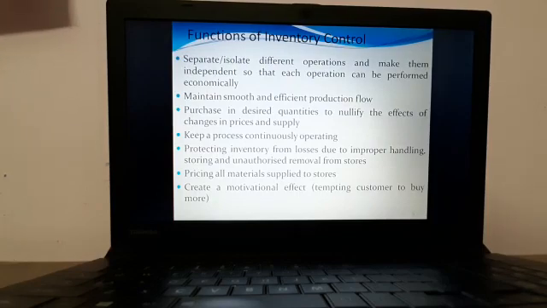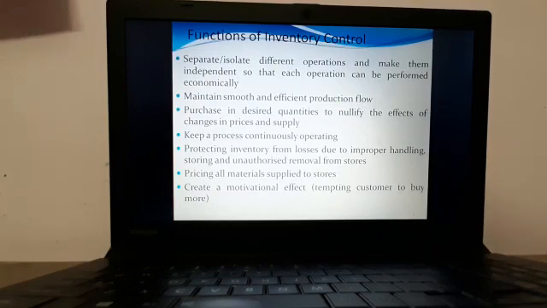So this theft or vandalism can be avoided, and it is very important that by doing efficient inventory control, that helps in pricing all materials that are supplied to the stores. So each and every component, either directly or indirectly taking part in the production process or the inventory, is being priced so that we will not miss out any of the materials in the pricing operation.